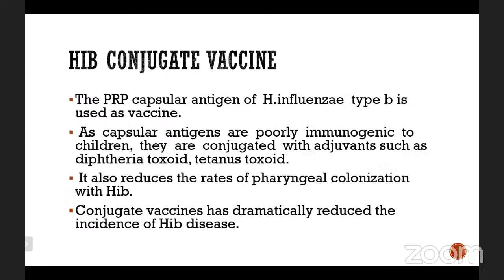Haemophilus influenzae B conjugate vaccine. The PRP capsular antigen of Haemophilus influenzae type B is used as a vaccine, because capsular antigens are poorly immunogenic to children. They are conjugated with carriers such as diphtheria toxoid and tetanus toxoid. It reduces the rate of pharyngeal colonization with Haemophilus influenzae B. Conjugate vaccines have reduced the incidence of Haemophilus influenzae B disease.